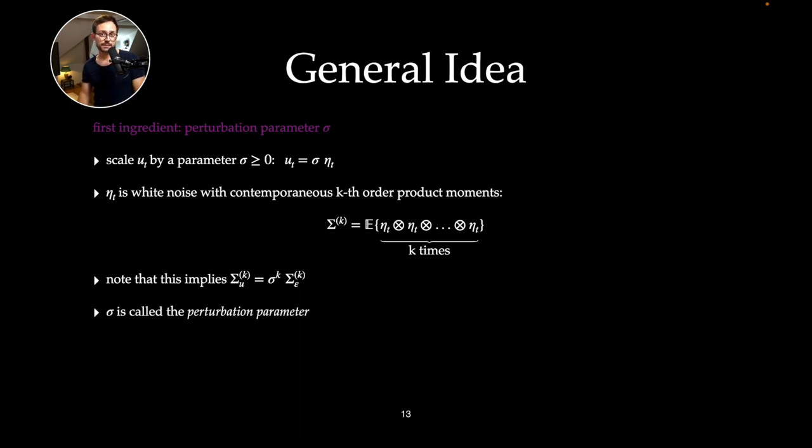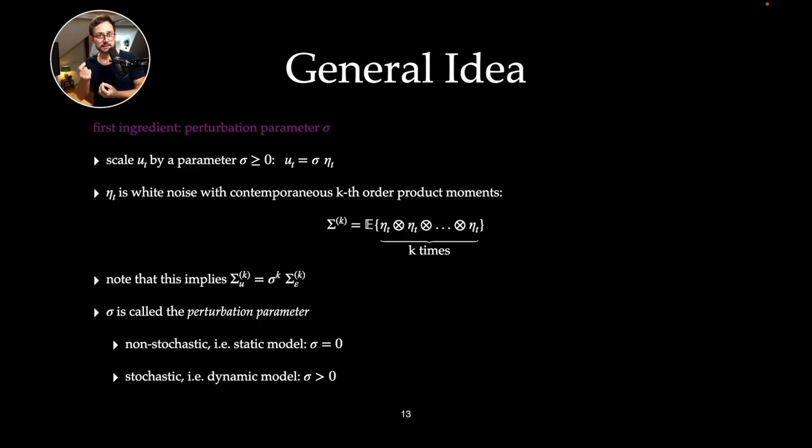The sigma is called the perturbation parameter because I'm using it to kill stochastics in my model or to switch them on. I can work very easily with the non-stochastic version of my model by simply setting the sigma parameter to zero, and this is what we call working with the static model. Whenever this sigma parameter is larger than zero, I'm working with the dynamic and stochastic model. The sigma parameter really scales the uncertainty, because for very large sigmas, the uncertainty measured by, for instance, the covariance matrix of your shocks is large. If sigma is extremely small, then the uncertainty in your model is very small as well.